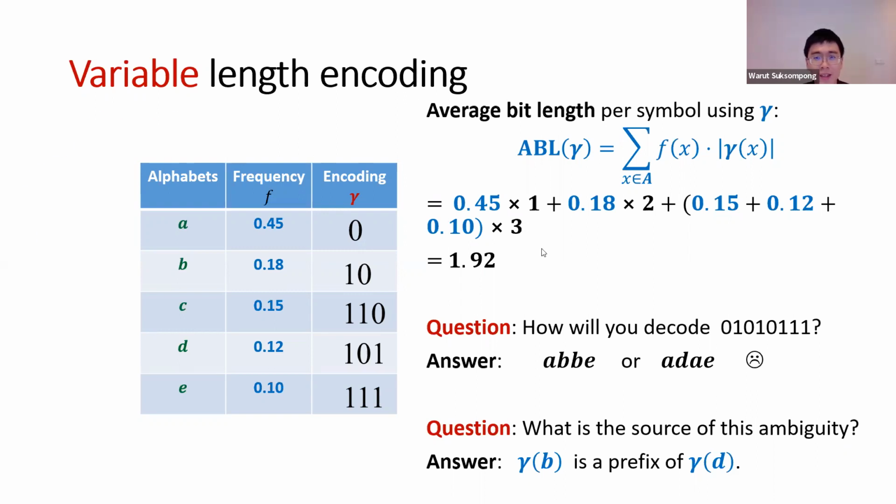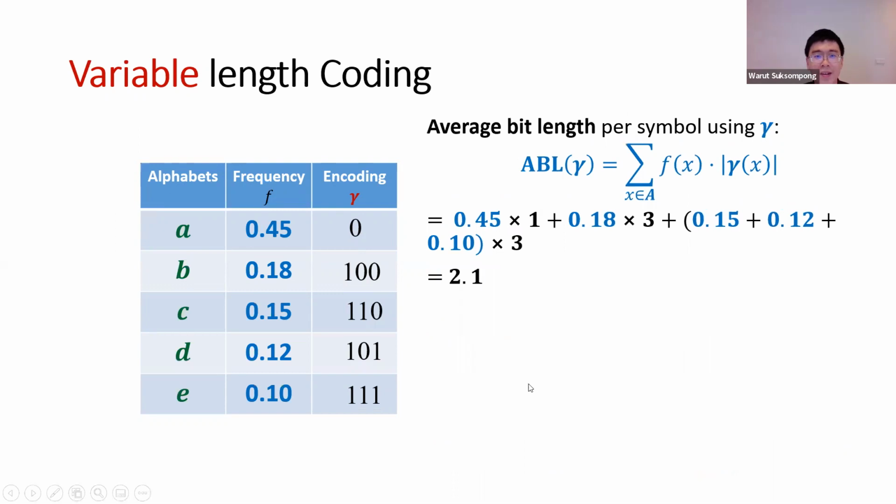So okay, can we fix this? Yeah, we can do this by avoiding having any encoding be a prefix of another.